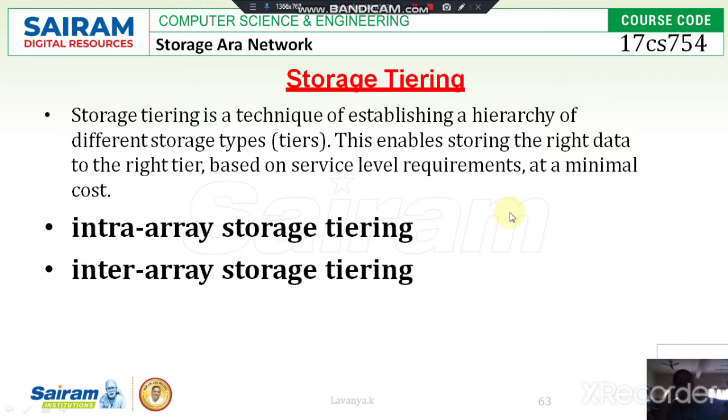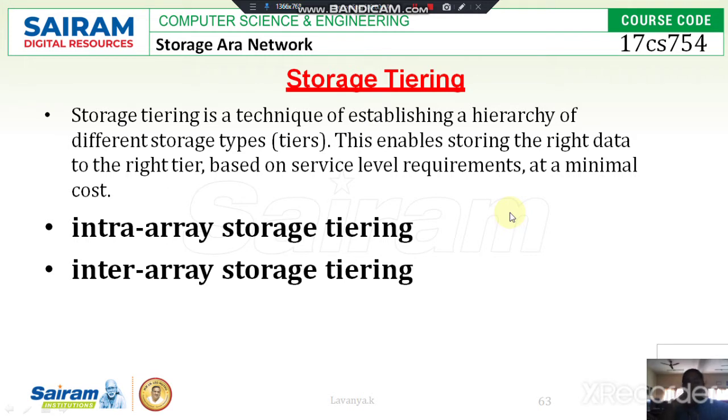Storage tiering is a technique of establishing different storage types, or tiers. The storage tiers are nothing but storage disks. We are going to establish different types of storage disks, and here we are going to store the right data in the right tier, or the right disk.